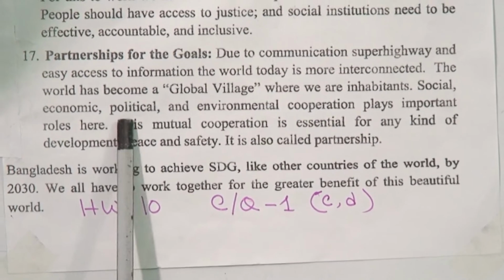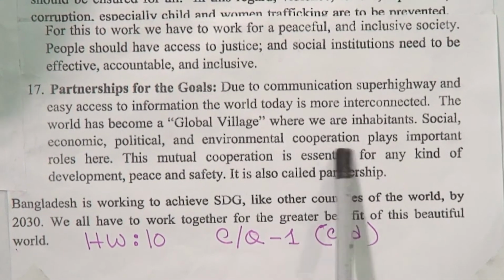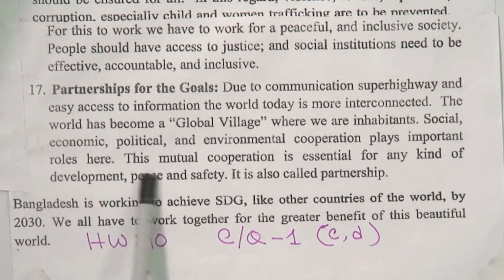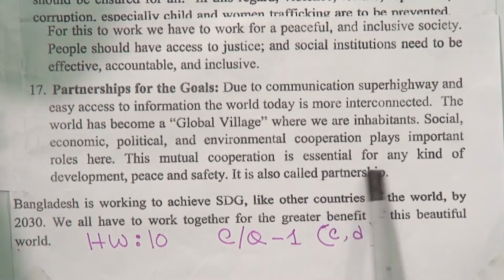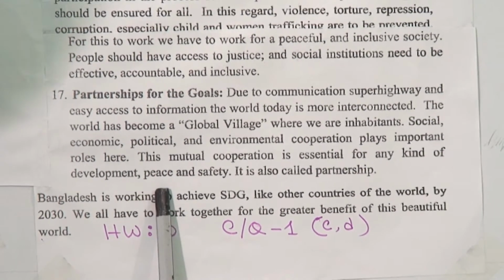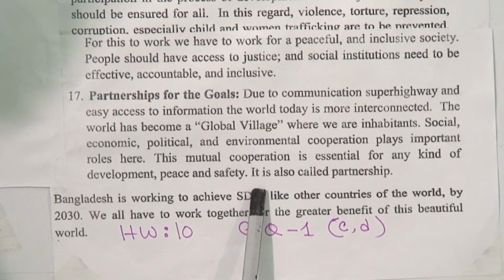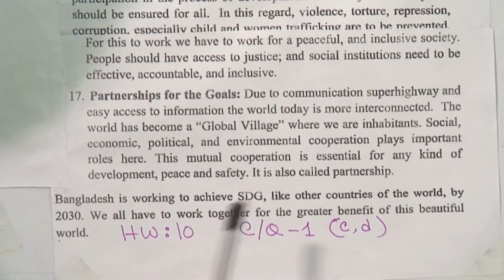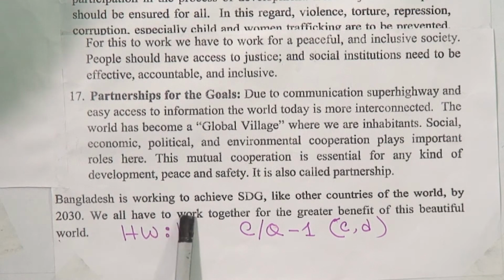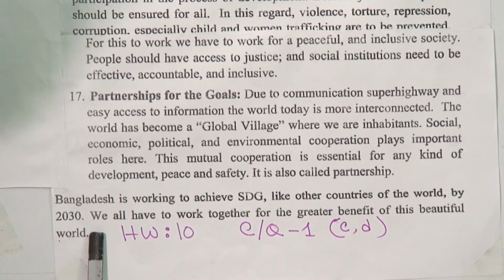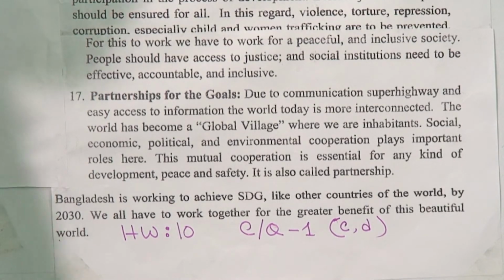Social, economic, political and environmental cooperation plays an important role here. This mutual cooperation is essential for any kind of development, peace and safety. So it's called partnership. Okay, Bangladesh is working to achieve the SDGs like other countries of the world by 2030. Its target is 2030. We all have to work together for the greater benefit of this beautiful world.